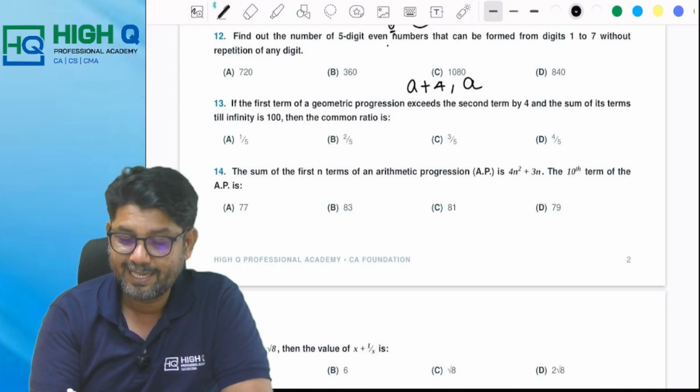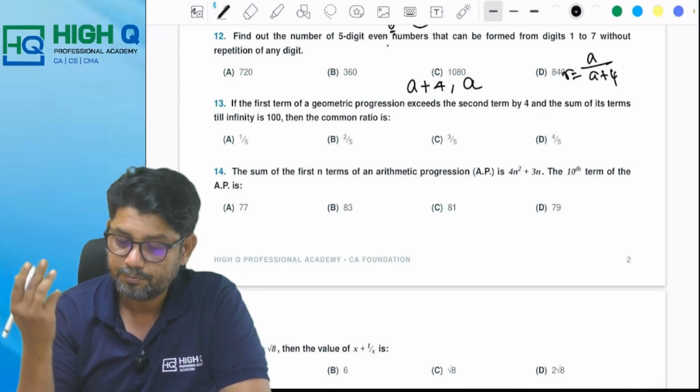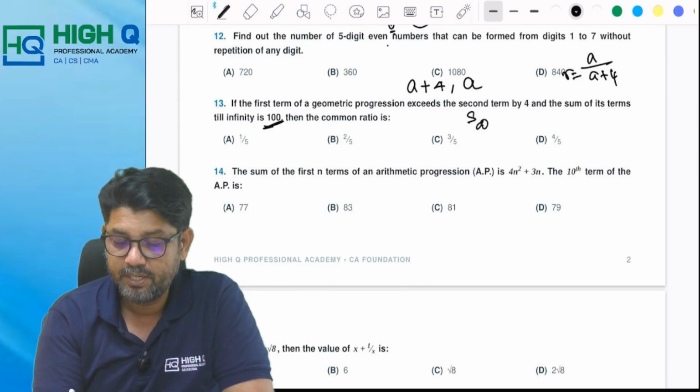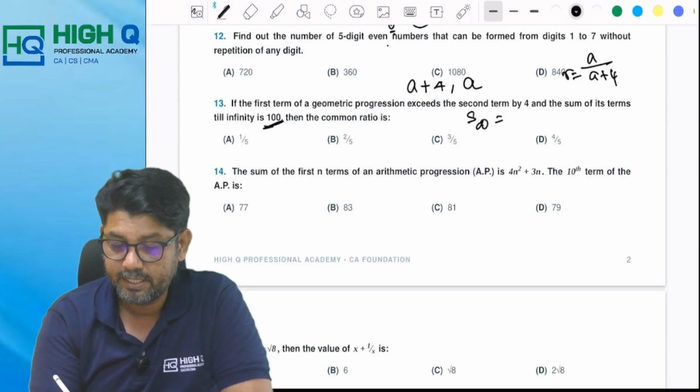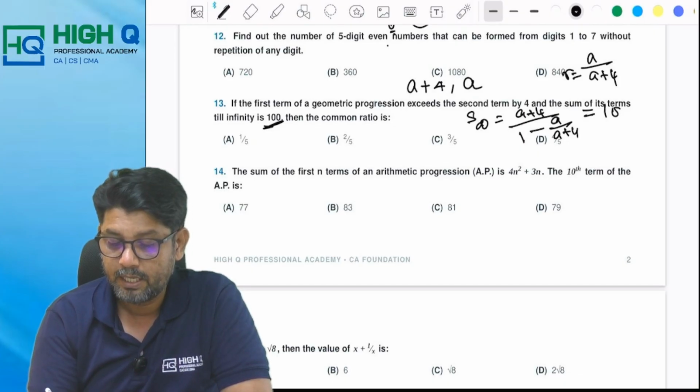And what is common ratio? Second term by first term. Is it R is equal to A by A plus 4? Very good. Now sum up to infinity is given. That means S infinity is equal to A by 1 minus R. Here A is nothing but A plus 4 divided by 1 minus R. What is R? Is A by A plus 4 is equal to 100. Now what you are going to get when you take LCM? A plus 4 the whole square.